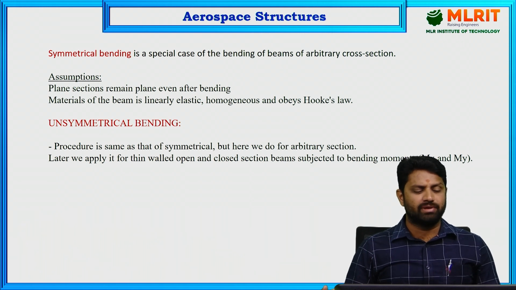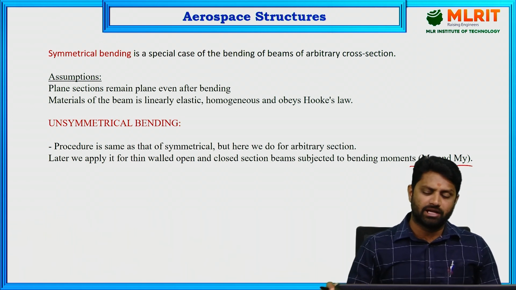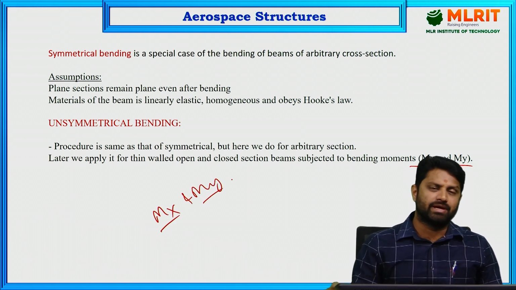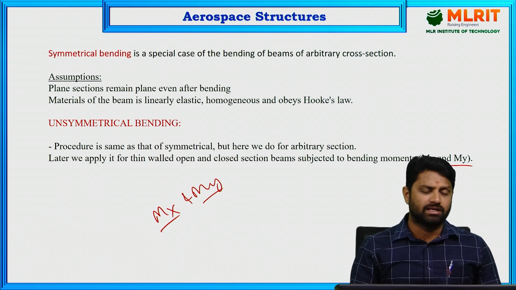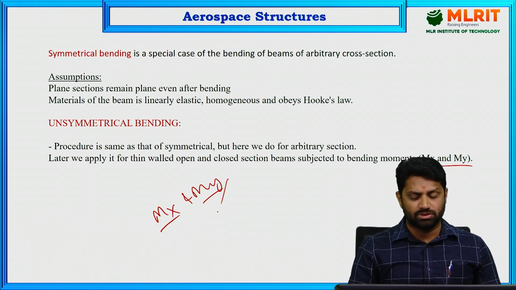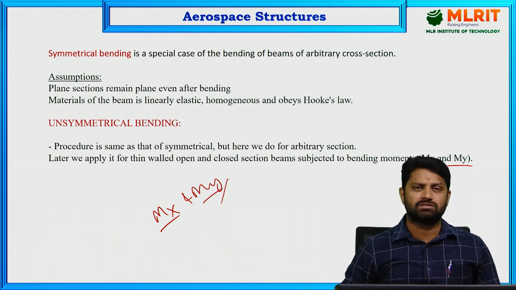So for unsymmetrical bending, the procedure is the same as that of symmetrical, but here we do it for the arbitrary section rather than the symmetrical cross sections that we've seen in mechanics of solids. And later we will apply it to thin walled open and closed section beams that are subjected to the bending moments mx and my. As I mentioned, mx is the bending moment applied in the x plane, that is bending moment per unit length, and my is the bending moment per unit length applied in the y plane. These are the two bending moments that we are considering here instead of m alone.